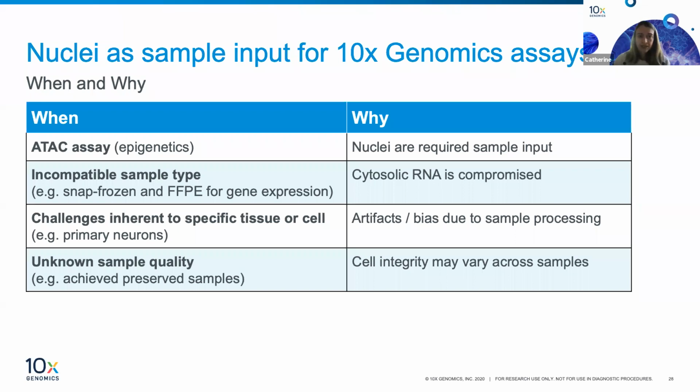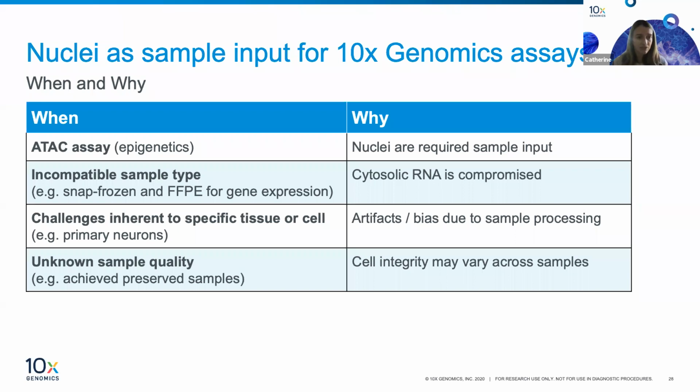So we'll switch gears a little bit and talk about some instances where you might want to consider nuclei as a sample input into our 10x Genomics single cell assays. If you're using any of our epigenetic assays, whether this is our standalone ATAC assay or our Multiome combined gene expression and ATAC assay, then nuclei are your required sample input. Now, if you are working with an incompatible sample type, you might choose to also use nuclei.